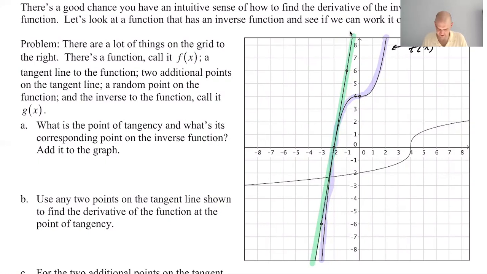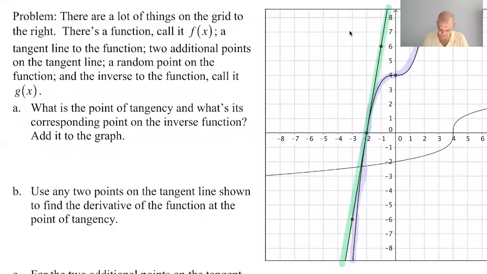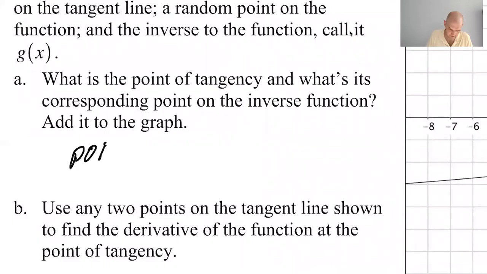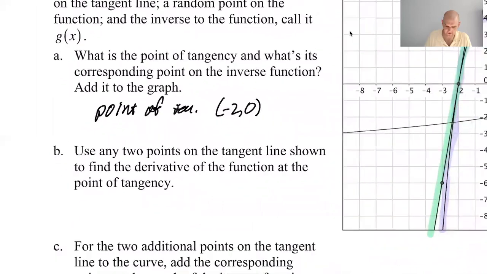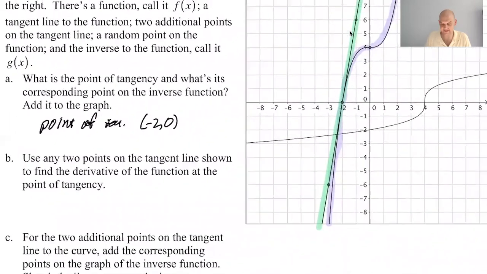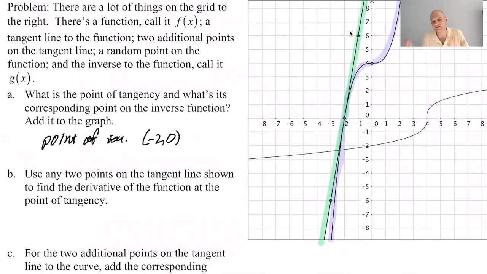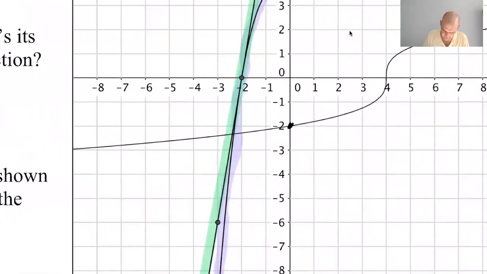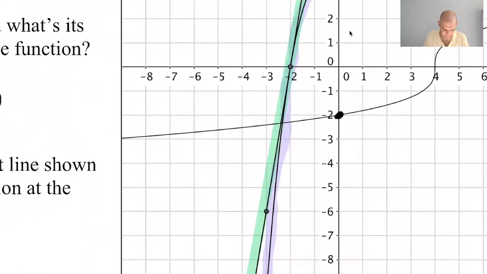What is the point of tangency? You can see it is definitely -2, 0. Okay, so the point of tangency is -2, 0. The corresponding point on the inverse is going to switch x and y, so it's going to be 0, -2. So the corresponding point that we're looking for is here, 0, -2.